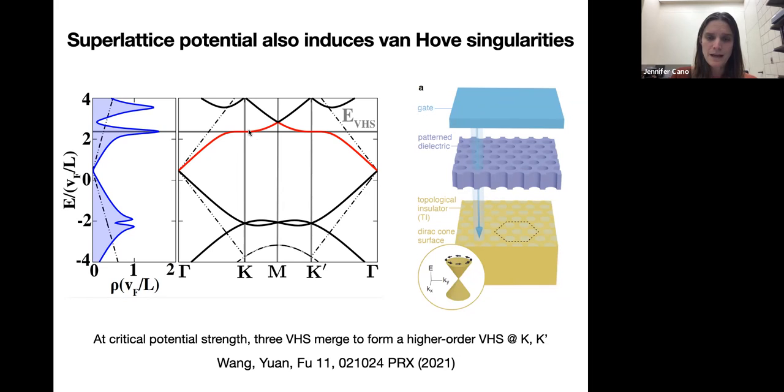It was pointed out in this nice work from Liang Fu's group that these Van Hove singularities occur near the K point, and there are 3 of them. There's some critical value of the superlattice potential where they'll coalesce into one higher order Van Hove singularity exactly at the K and K prime points.